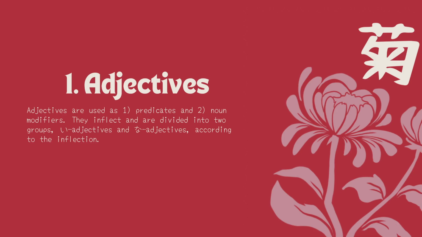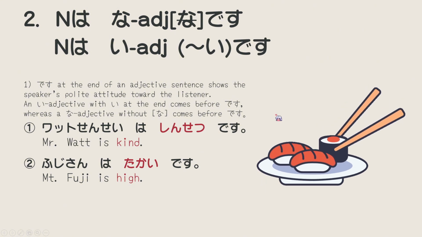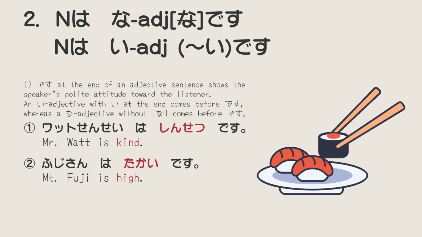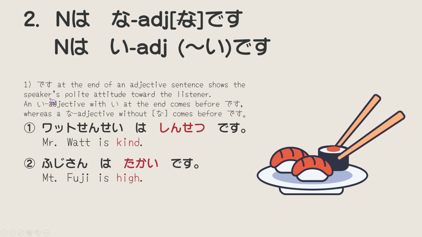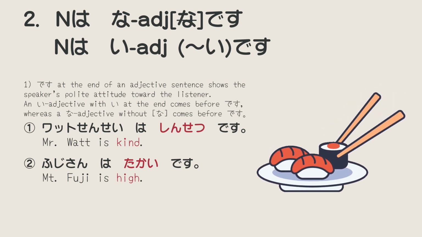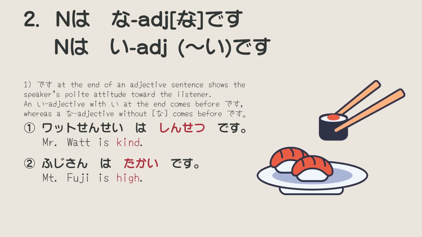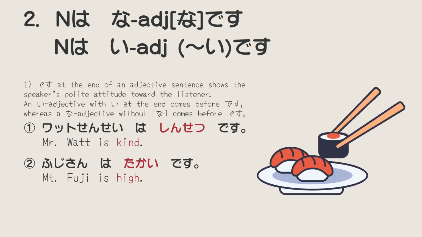Okay, let's continue with the lesson with the slides, right? First off, we have noun wa na adjective desu and noun wa i adjective desu. You can see here, desu at the end of an adjective sentence shows the speaker's polite attitude toward the listener. If you remember from our first semester classes, we did discuss that desu is a polite ender. You are showing that you respect them and you are talking in a way that shows that you respect them.